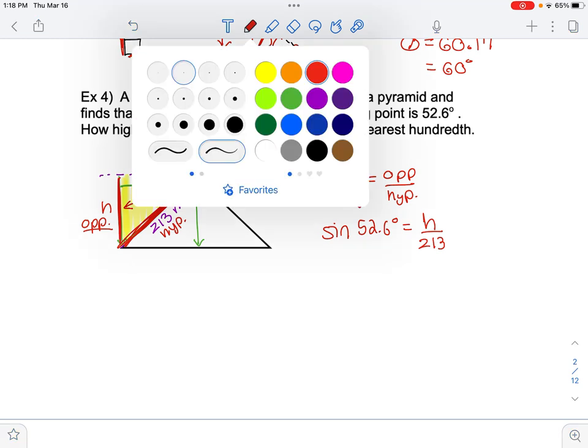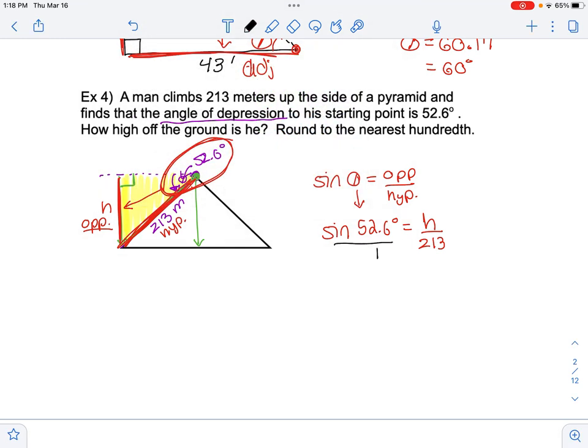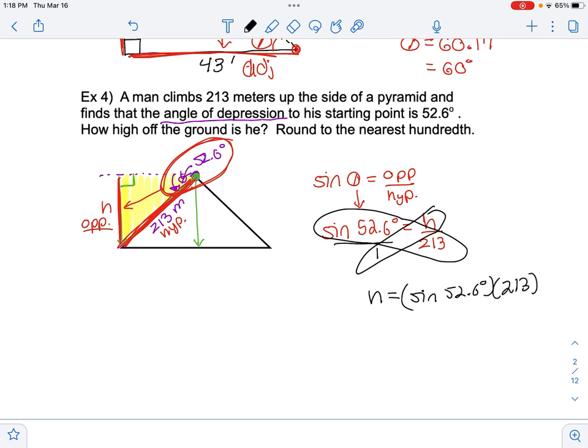So going back to one of those earlier problems, I can draw a proportion. To solve for h, I'm just multiplying the sine of 52.6 degrees times 213. And again, if we throw that in the calculator, times 213, we get a height of about 169.21. And it does say hundredth, and the units are meters, so I'm going to end that with meters.